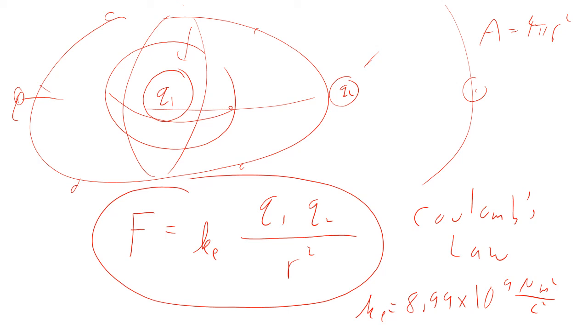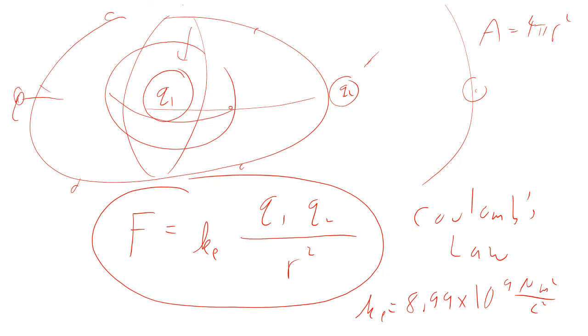The constant is determined by the strength of the electromagnetic force. It's determined by the arbitrary choice of units that we have, and it's also determined by the geometry of space. So the 4 pi and everything else goes in there. So there we have it.